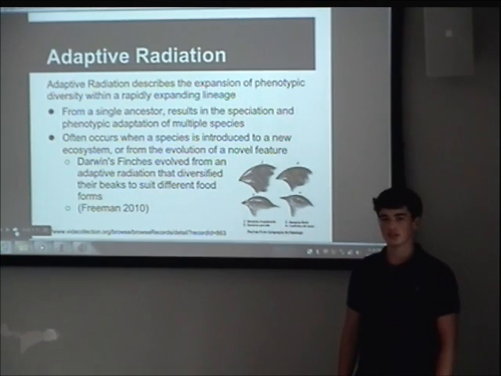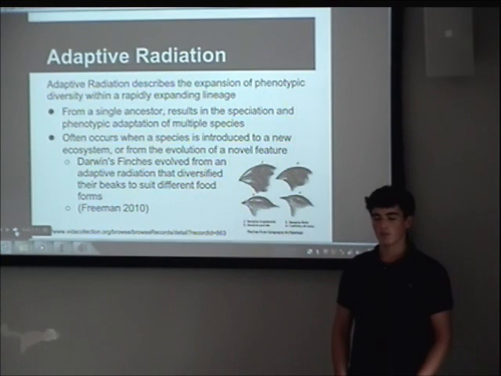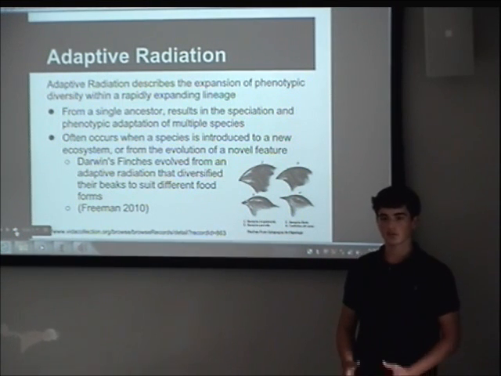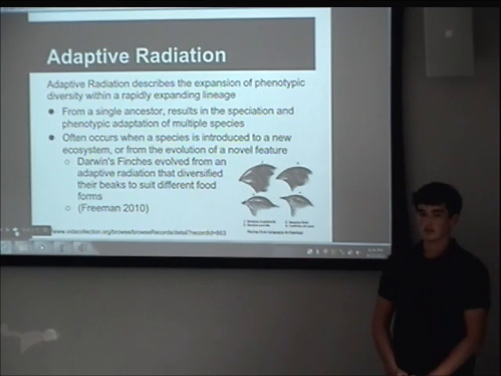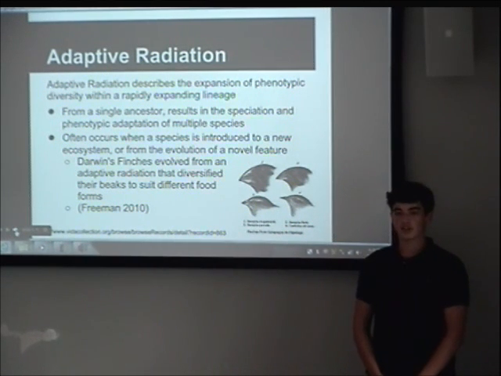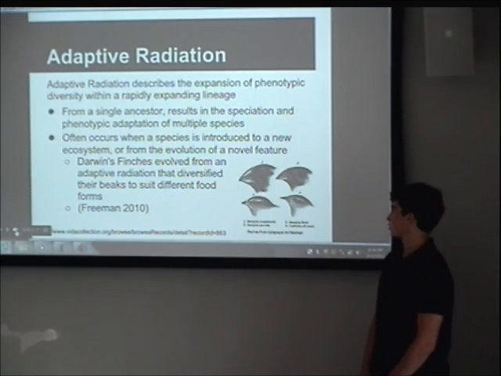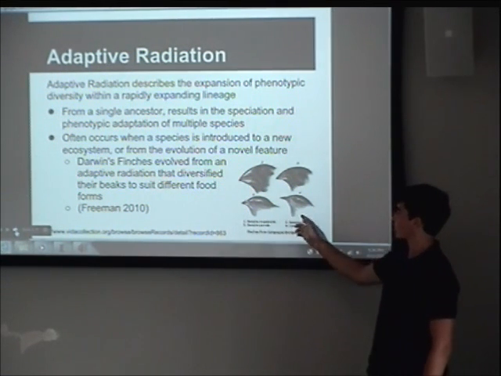Adaptive radiation is the idea that a multitude of new species can arise from a single species. Take, for instance, Darwin's finches. Darwin theorized that from a single finch that flew to the Galapagos, a variety of new species were able to form based on their food sources.